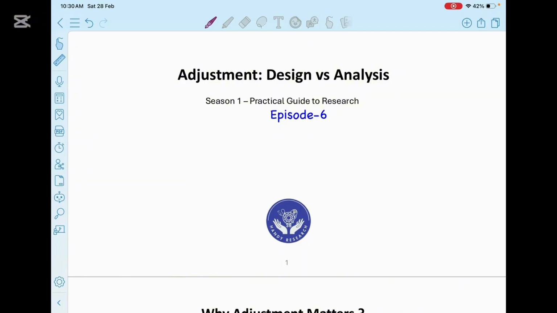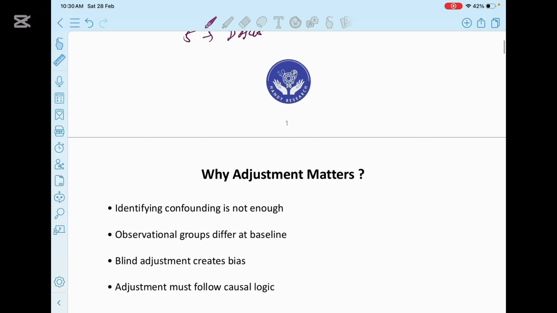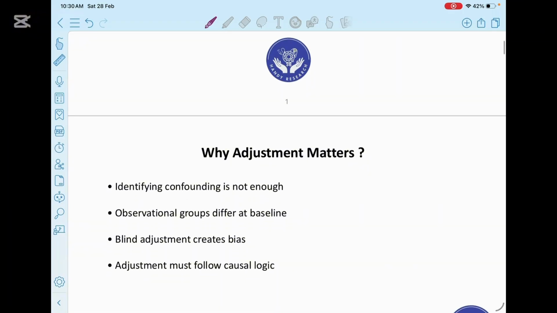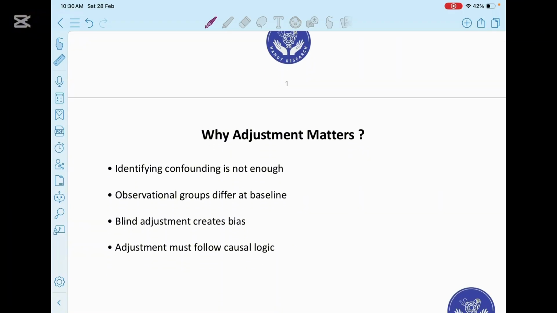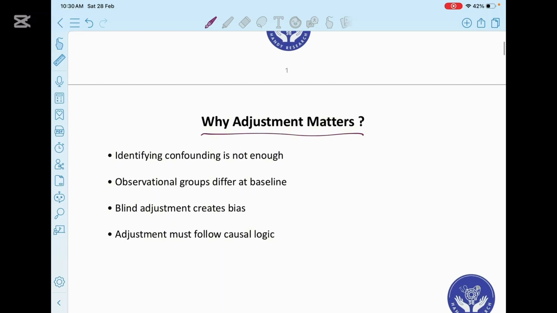In episode 4, we learned that confounding distorts association. And in episode 5, we learned how directed acyclic graphs help us to see structure. Now today we answer a very important question. Once we identify a confounder, what do we actually do about it? So why does adjustment matter? How do we control confounding in real research?